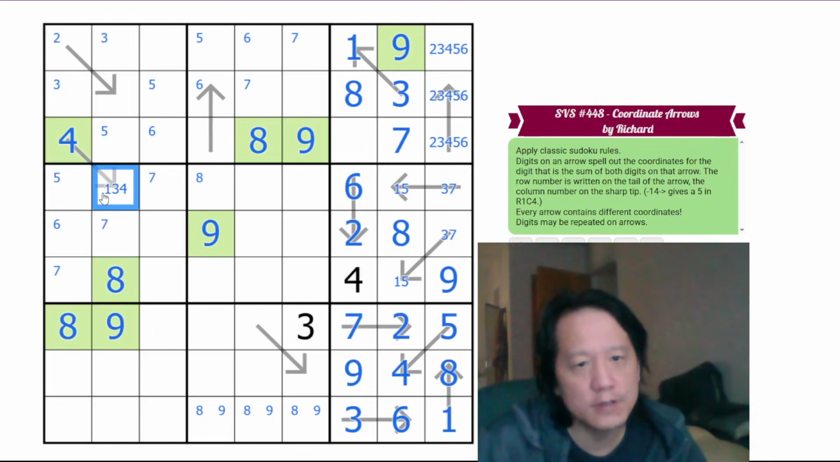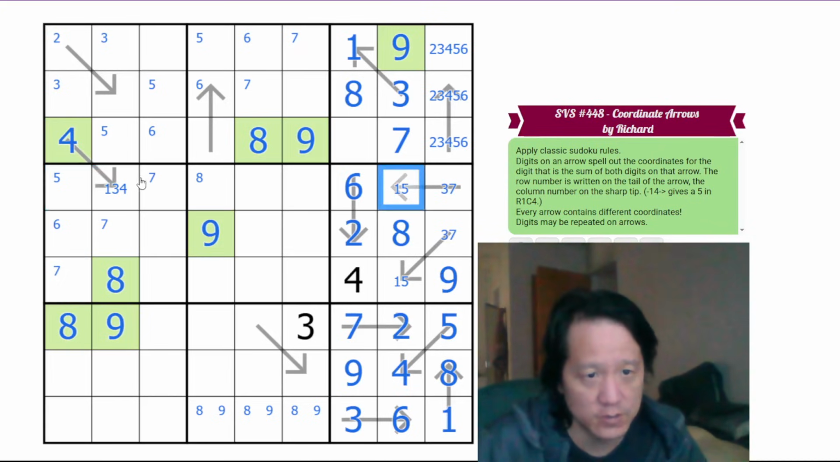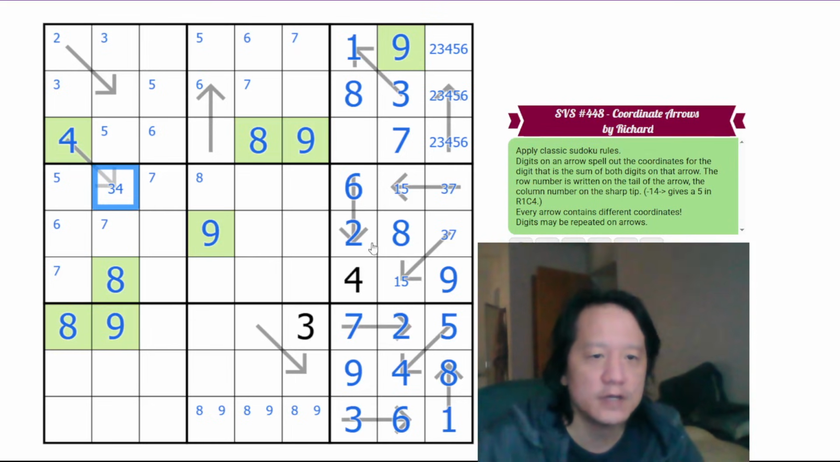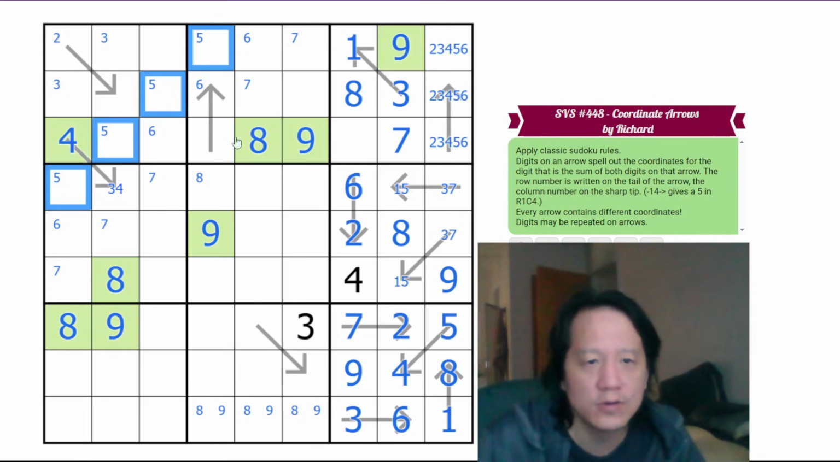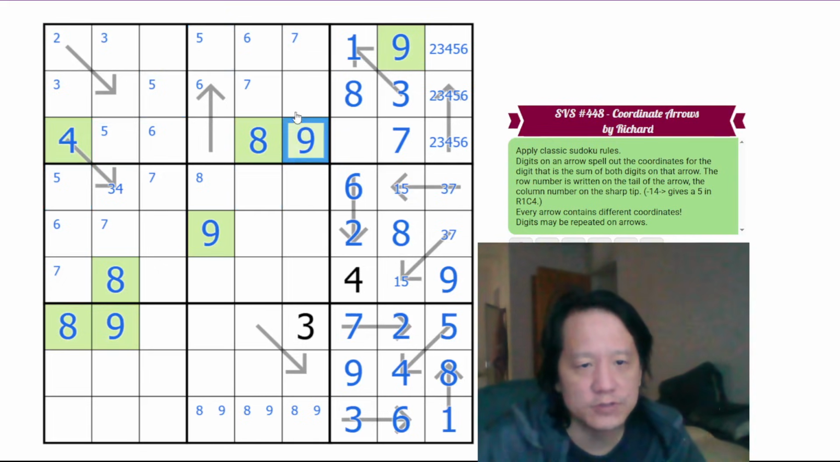4, 1 would force this to be 5, but then you'd have a 1, 5 here, which would eliminate all possibilities for that cell. So it cannot be 1. And this can't be 4, 1. I mean, it still could be 4, 1 here, somewhere else in the puzzle.